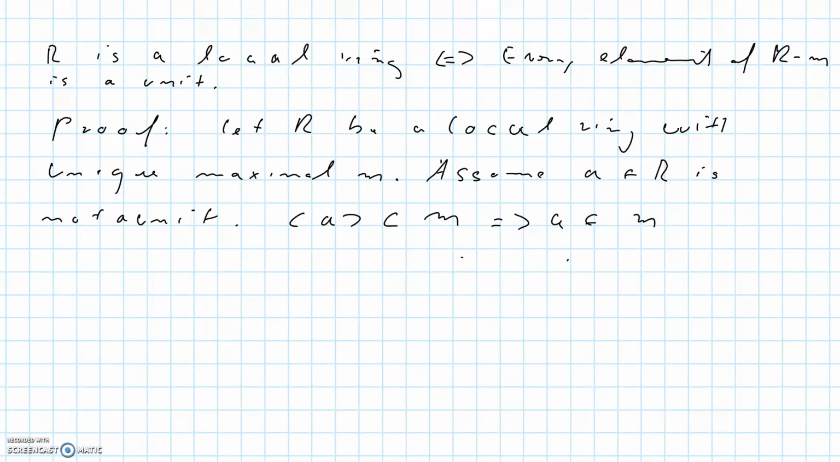And this, of course, proves this direction, since what we are saying is if an element is not a unit, it is in M. So if it is in the complement, it has to be a unit. So this concludes the first part of the proof. Now let's look at the other direction.